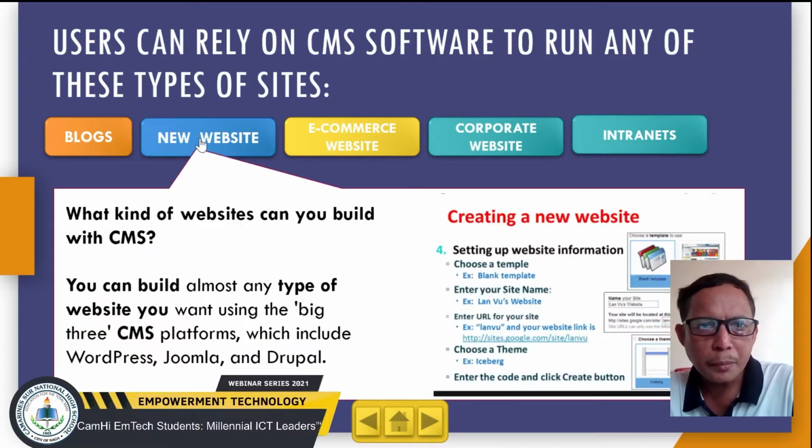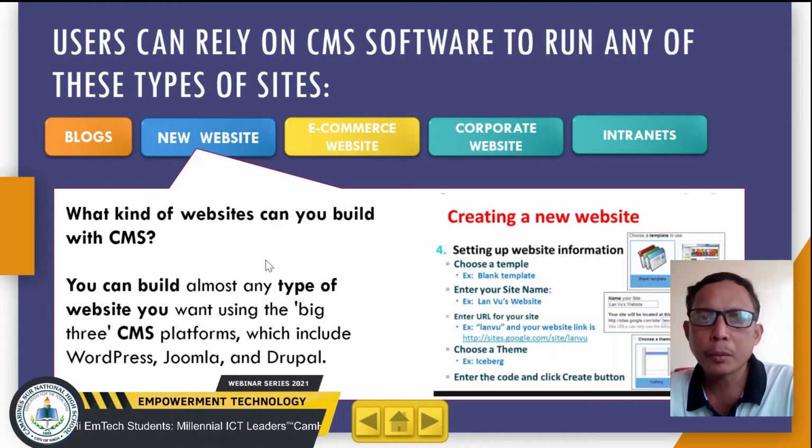Other one is the news websites. So what kind of websites can you build with CMS? So you can build almost any type of website you want using the big 3 CMS platforms, which include WordPress, Joomla, and of course Drupal.